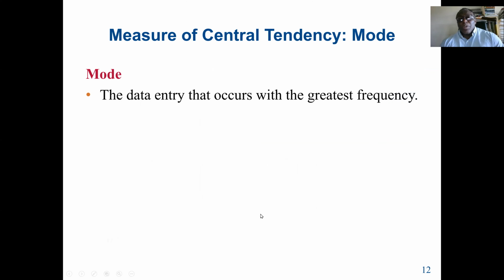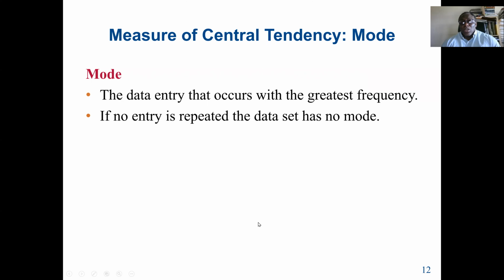So let's move to the measure of central tendency, the mode. We said we only use it for qualitative data, because it is based on counting. Here we say the mode is the data entry that occurs with the greatest frequency. What we mean is that if I have a data set, let's say only four values, 7, 8, 9, 10, each value appears only once. That means we have no mode.